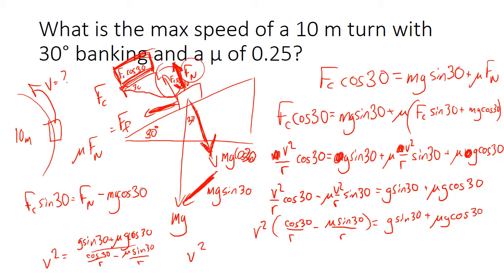But anyways, let's type all that into the calculator because we know what all those values are. Mu is 0.25, r is 10, g is 9.8. Okay, gonna need some parentheses for this one. 9.8 sine 30 plus 0.25 times 9.8 cosine 30, end parentheses, divided by parentheses, cosine 30 over 10 minus 0.25 sine 30 over 10, end parentheses, enter.